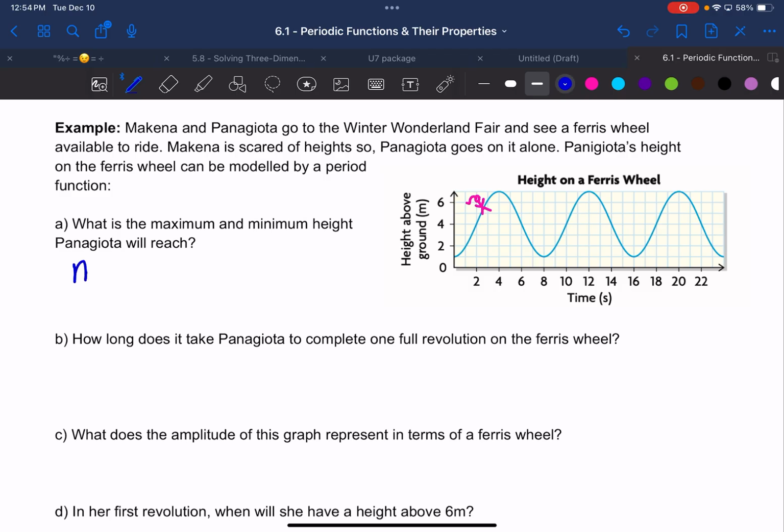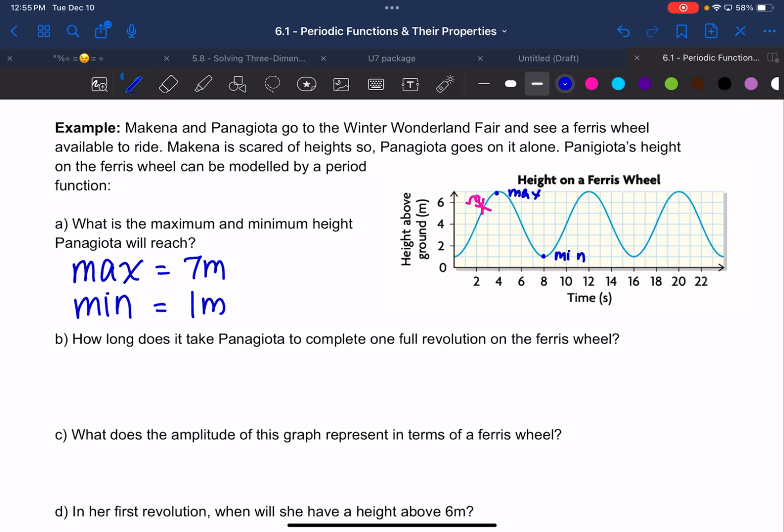So even this one, what is the maximum and minimum height she's going to reach? 7 meters, and the minimum? 1, right? Which makes sense that it's 1, not 0. She's not getting on at the ground. Usually for a Ferris wheel, you have to step onto a platform first and then load up. So, okay, now that we know that, I can even label this on our graph. This is our max. This is our min, right?